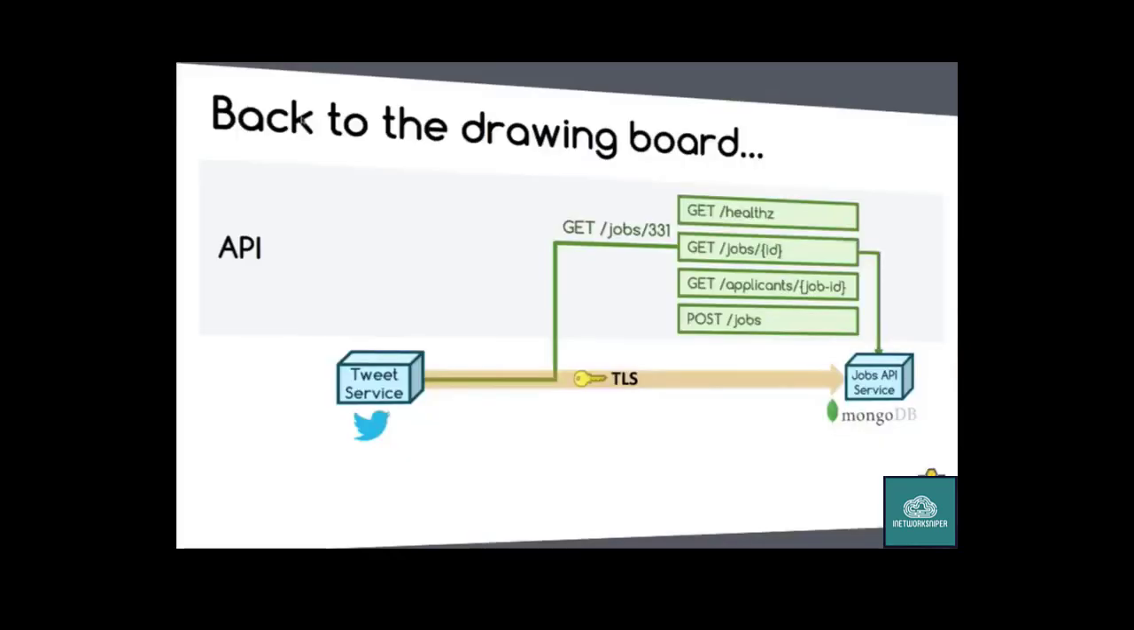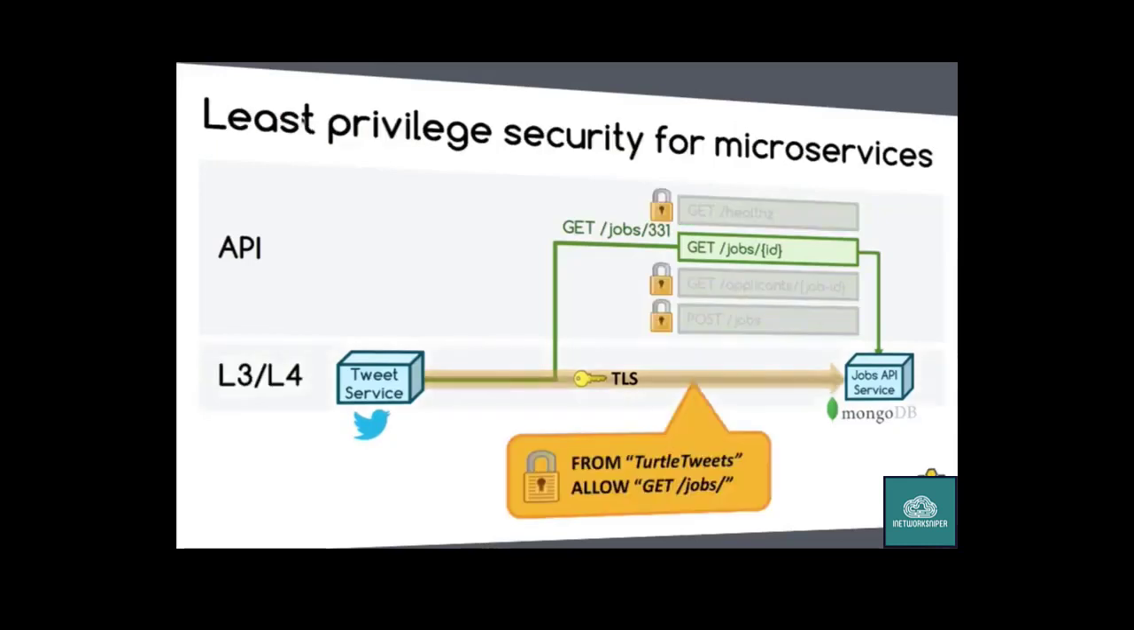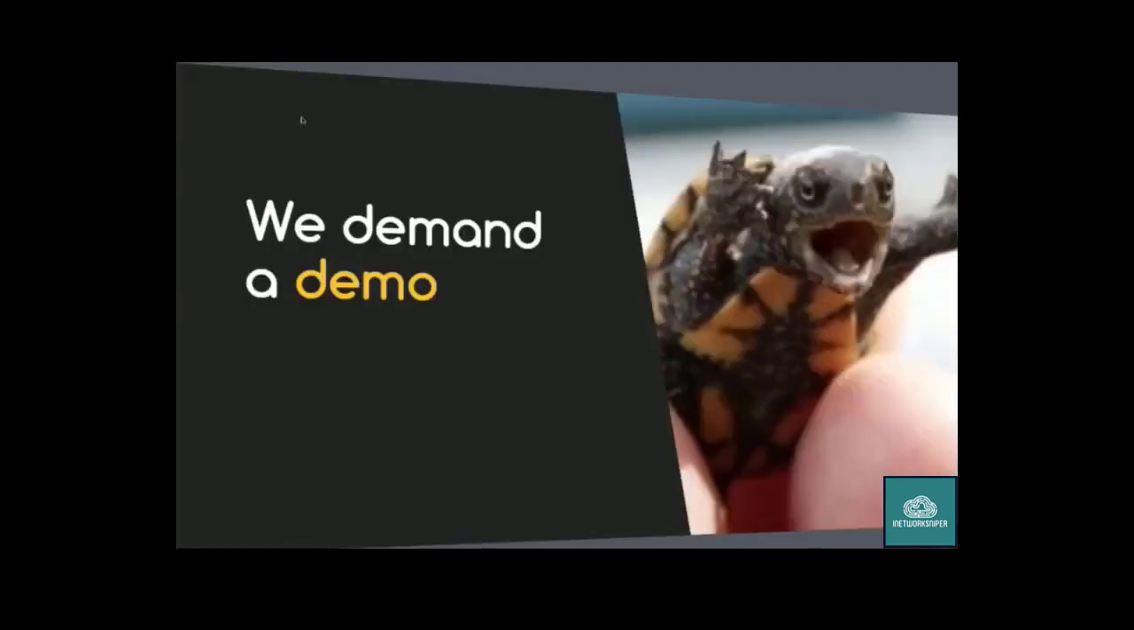We're saying, let's go back to the drawing board. What we want is something very simple: I want containers and pods to talk to each other, but I want to expose the least amount of API surface possible. So least privileged security on API call level. In this example, we allow the tweet service to talk to the jobs API service, but it can only do the GET to /jobs API call. If it attempts to do the other API calls, we will block this. So even if the intern screws up, he cannot leak data, such as applicants' data, or create new jobs. All right. Sounds neat, right?